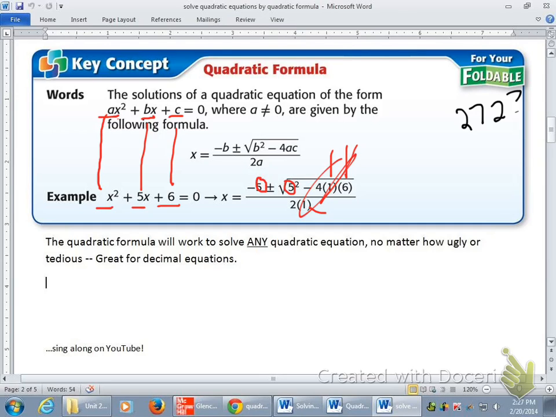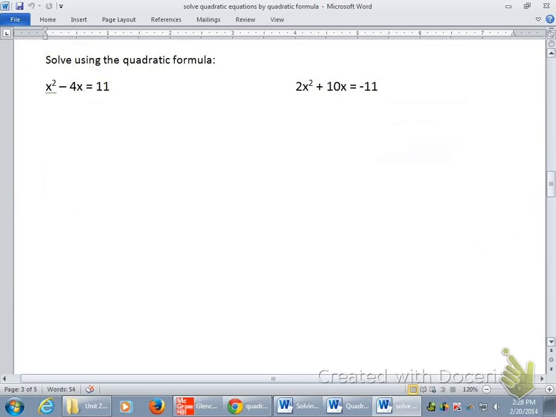Oops, wrong button. And we'll do an example. That's really all I got to do, is we'll do an example. All right, so let's look at this.